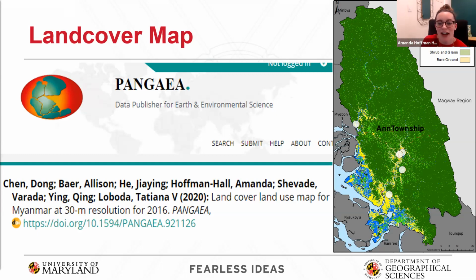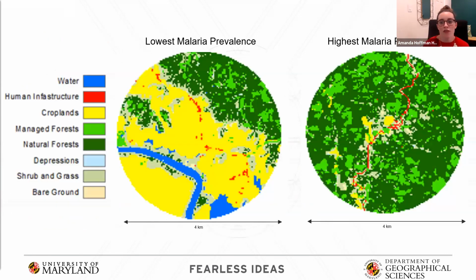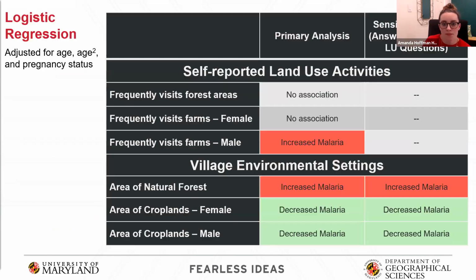I then quantified the area of each land cover type within a 2-kilometer radius of each of the villages. The villages are shown here in white on this map on the right, but I didn't label them for anonymity. As you can imagine, the land covers of each are quite different. So for example, let's compare the village with the lowest prevalence of malaria on the left to the village with the highest prevalence of malaria on the right. What immediately jumps out to me is the dominance of croplands for the village with low malaria, but dominance of natural and managed forests for the highest malaria village.